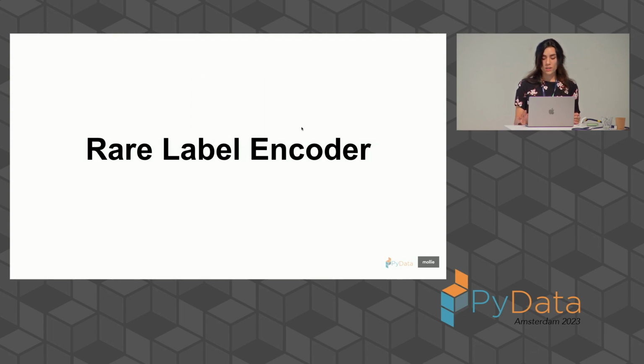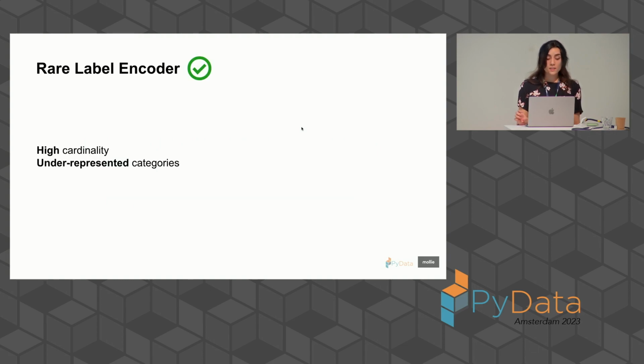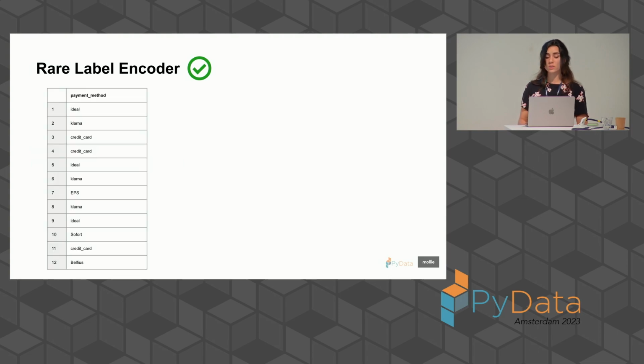What it does is it groups infrequent categories into one rare category. It works well when you have high cardinality, because it decreases the cardinality. Another reason is that high cardinality is often accompanied by underrepresented categories. Let's see how that looks in an example.